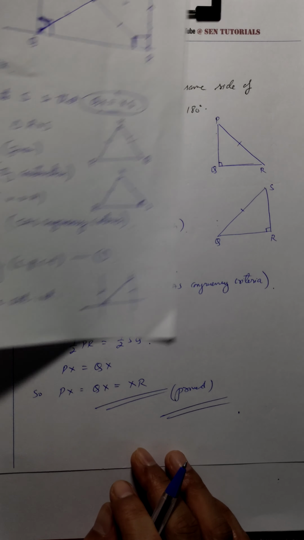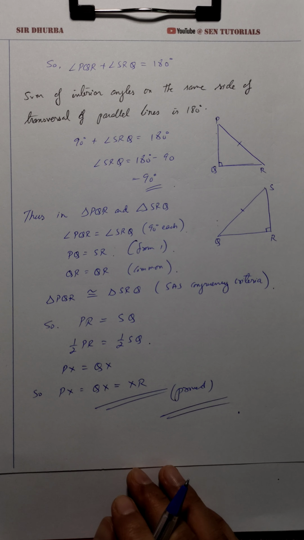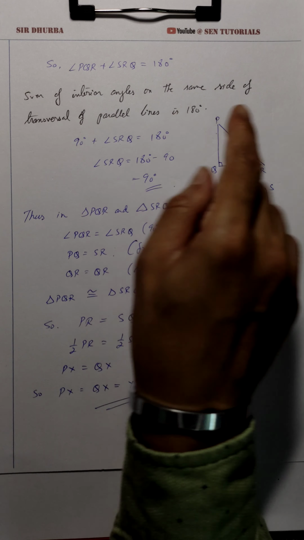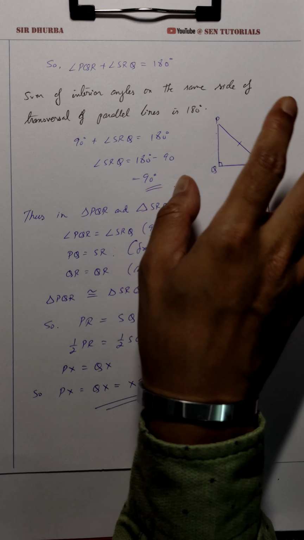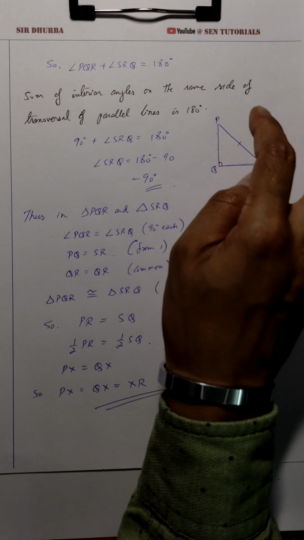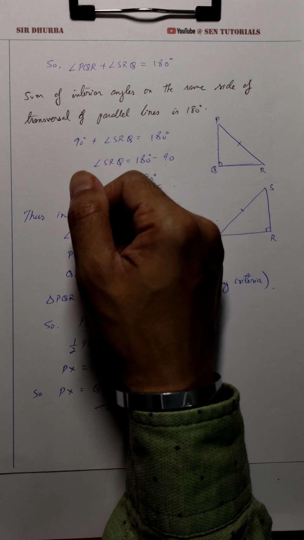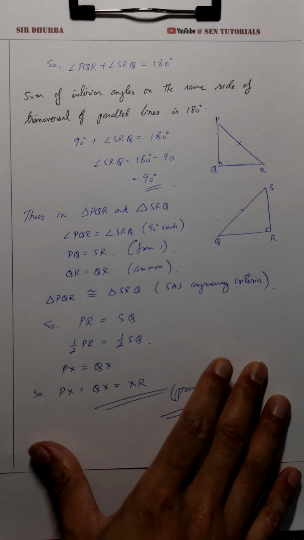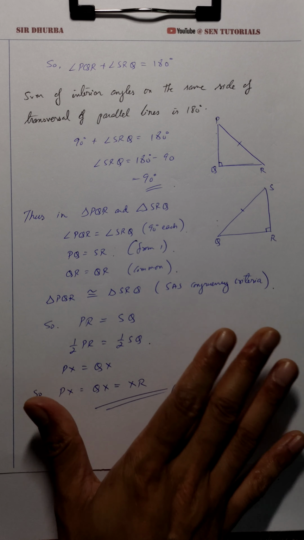Proved. All right, so this is a very good question. Another version of this question is, as I said, prove that the midpoint of the hypotenuse is equidistant from its vertices. So that's how this question is done using only congruency. I haven't used any other property here.